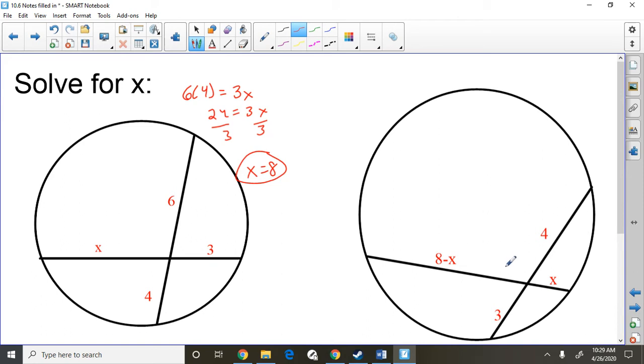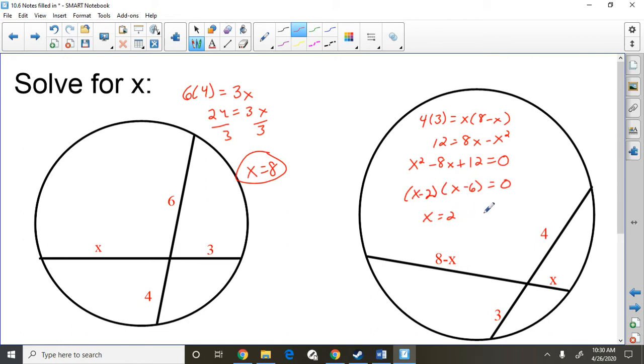Over here, same idea. We have two chords intersecting inside the circle. The product of the two segments of one chord, 4 times 3, equals the product of the two segments of the other chord. So I have 12 equals 8x minus x squared. Here I'm going to move everything to make one side equal to 0, and I'm going to move it so that the x squared term becomes positive. Add the x squared over, subtract the 8x, and the 12 is still there. That equals 0. This factors. I need factors of 12 that add up to negative 8, which are negative 2 and negative 6. And so that gives me two answers.